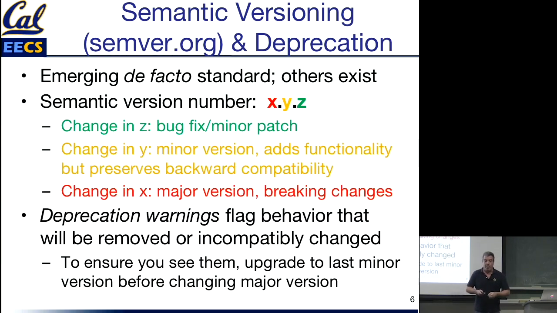Yeah? Before the next major version is released, what can you do to fix deprecation warnings? So the question is, before the next major version is released, what can you do if you want to fix deprecation warnings? Let me Google that for you.